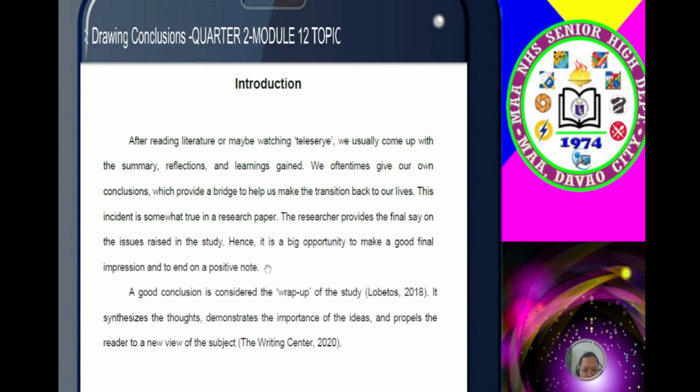This is somewhat true in a research paper. Our research provides a final say on the issues raised in the study. Hence, it is a big opportunity to make a good final impression and to end on a positive note. So a good conclusion is considered the wrap-up of the study. It synthesizes the thoughts, demonstrates the importance of the ideas, and propels the reader to a new view of the subject.